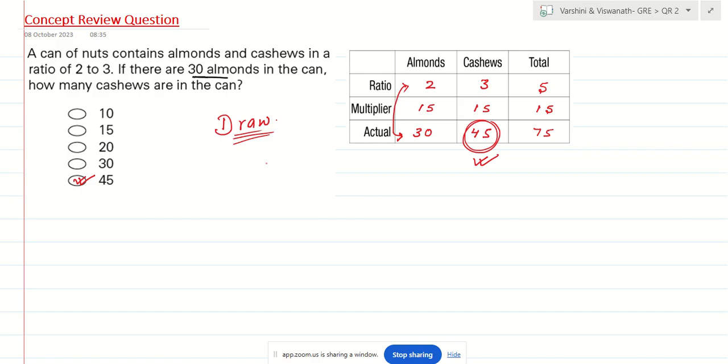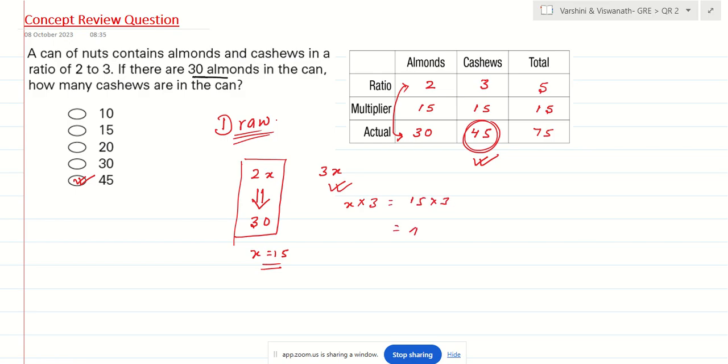Otherwise also I can do it. I can say 2x and 3x, right? That is the given ratio. And what is 2x here? Almonds. And 2x is given equal to 30. Correct, no? So I can find the common multiplier from here, which is x equals 15. I'll equate, and that's all. I'll plug in x equals 15 here. I get my answer, that is 15 into 3, 45.